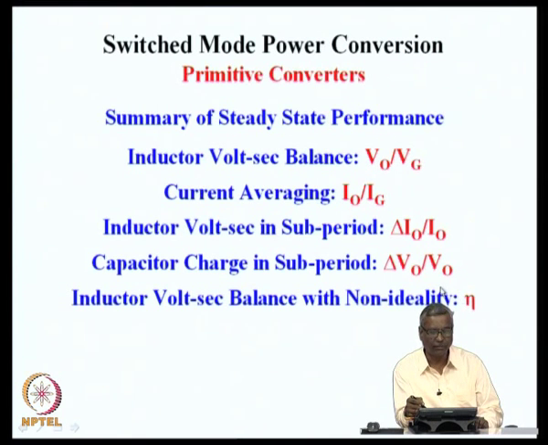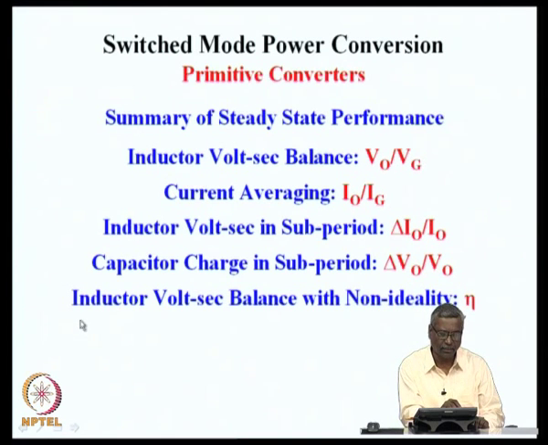In the ideal converter, if the switch is ideal, if the inductor is ideal, then we see that there are no losses in the converter. But when we introduce the non-ideality, it is possible to find out the ratio of V naught by Vg, I naught by Ig, applying the inductor volt second balance as well as current averaging. And once these numbers are found out, the product of these two will give us the efficiency, V naught into I naught divided by Vg into Ig.